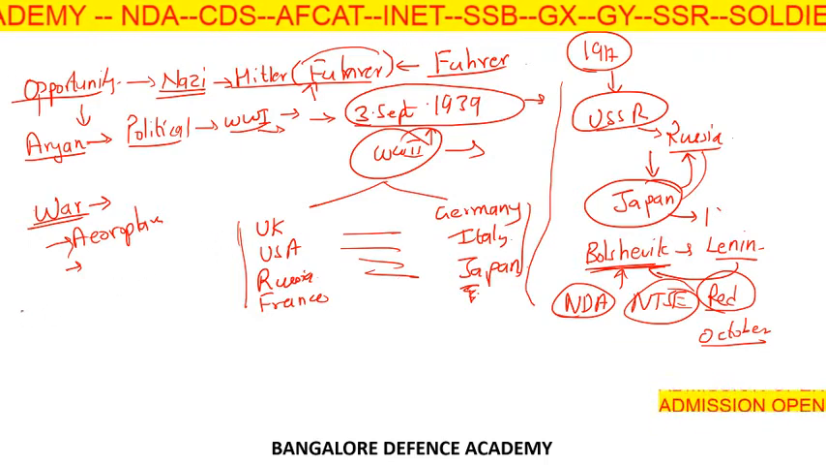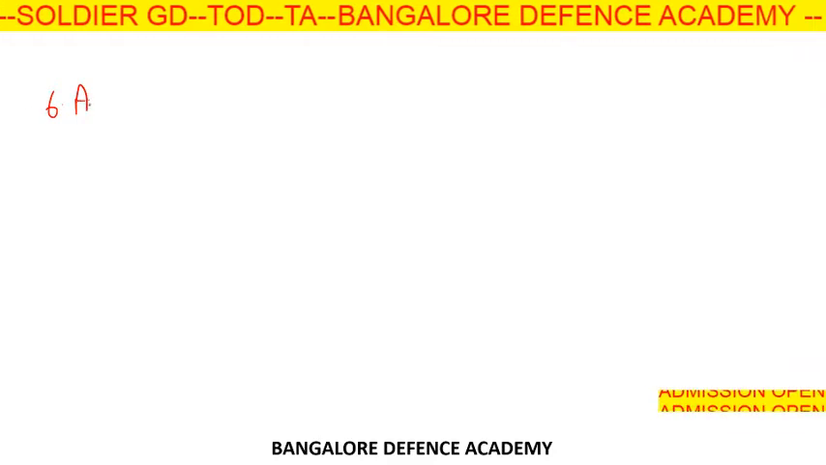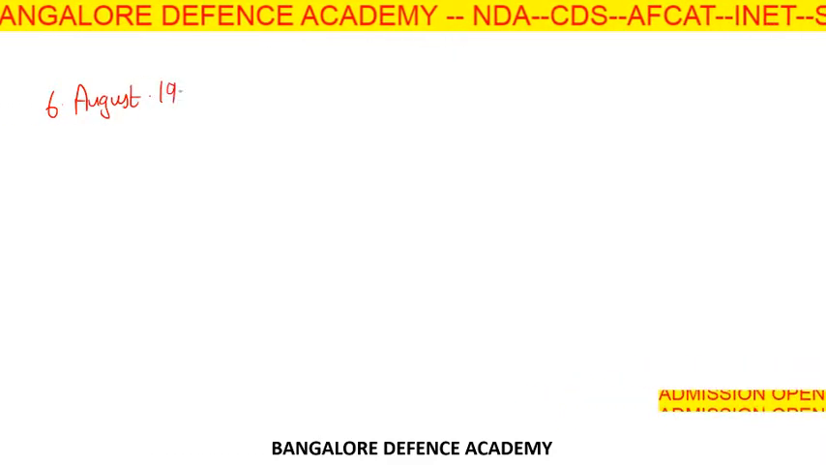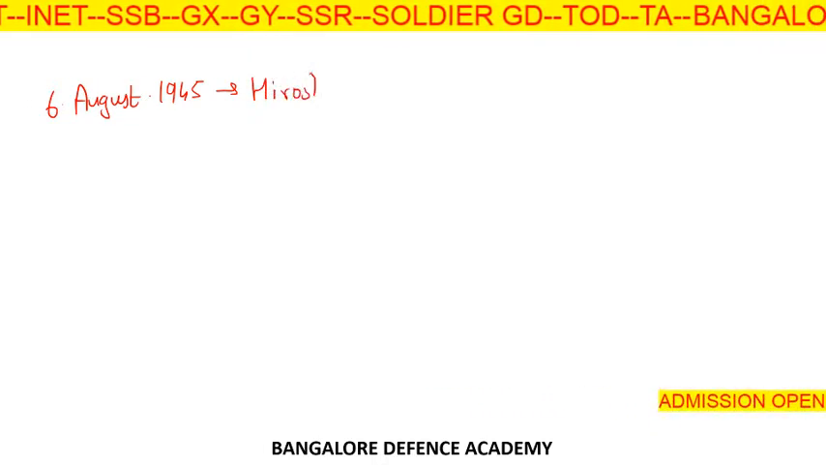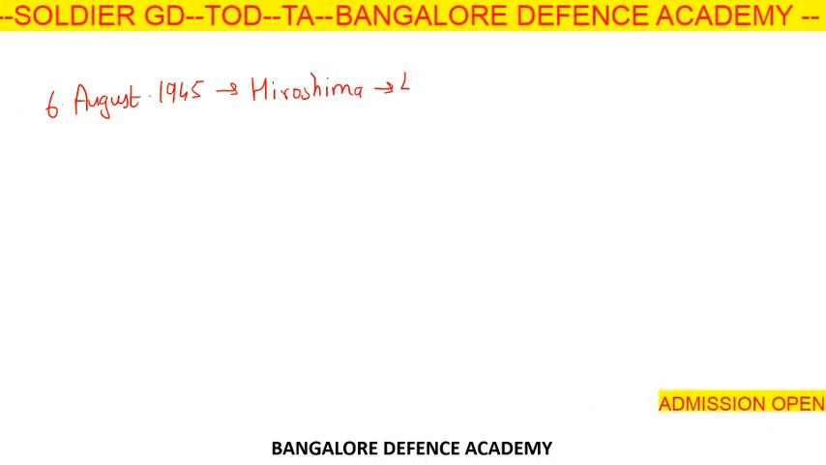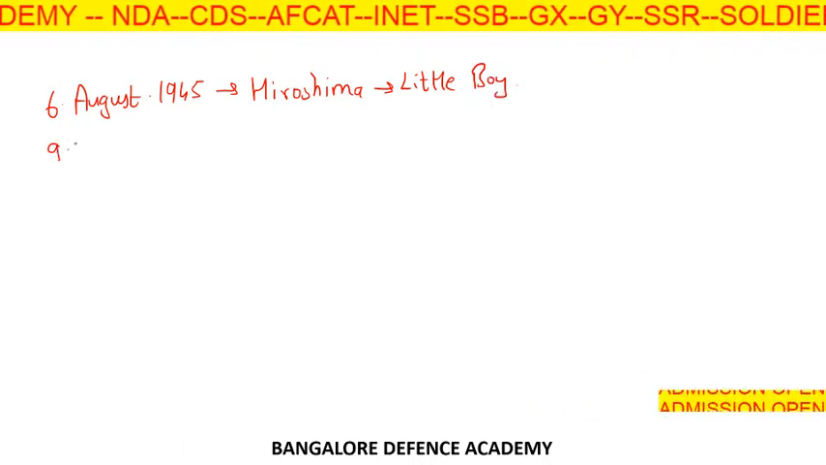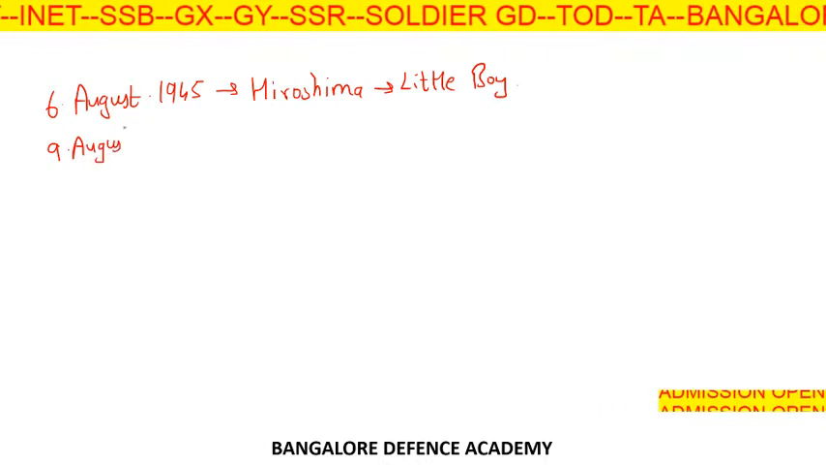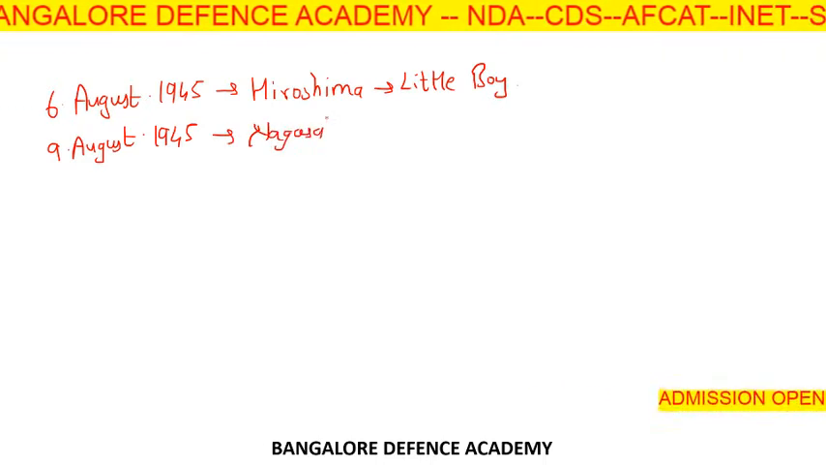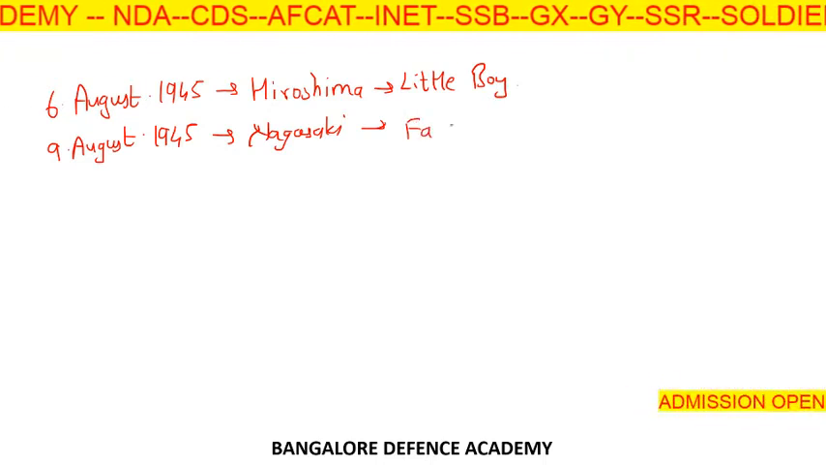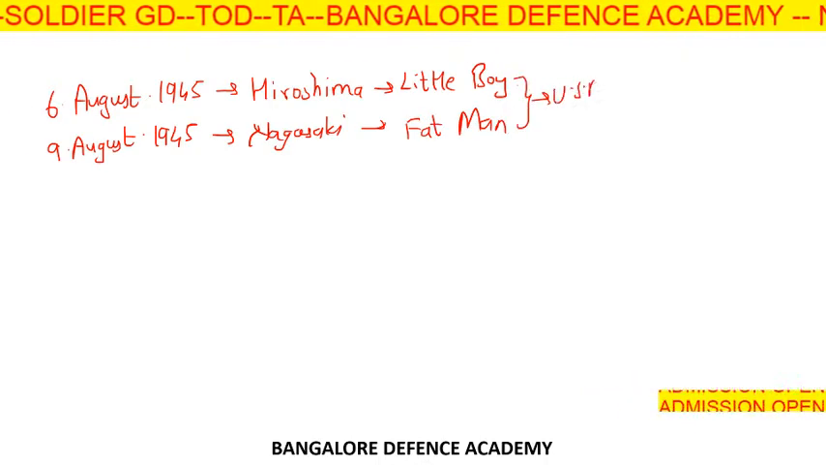There was an atomic bomb dropped on Hiroshima. Here you have to keep in mind this is a special thing. On 6th of August 1945, a bomb was dropped by the Americans on Hiroshima, and the nickname of this bomb was Little Boy. Then another bomb was dropped after a gap of 3 days, that is 9th of August 1945, in a place called Nagasaki, and the nickname of this Nagasaki bomb was called Fat Man.